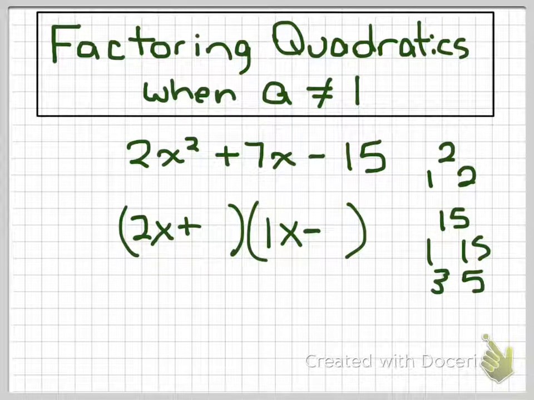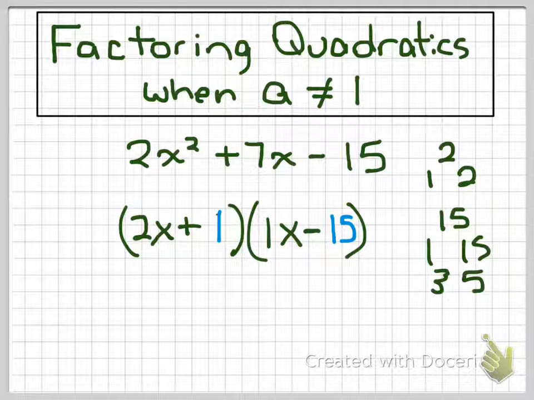Now what we do when we use guess and test is we go to the other term, the 15, and we look for the pair of factors that will eventually get us to positive 7x. A lot of you can do this in your head, but if you can't, this is the process. Okay, so I'm going to take 1 and 15, and I'm going to put 1 here and 15 here.